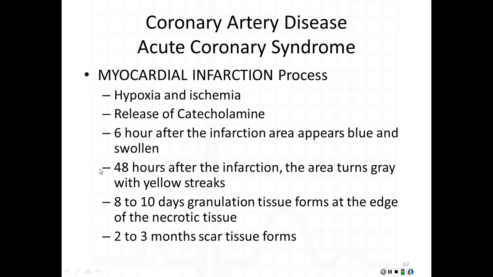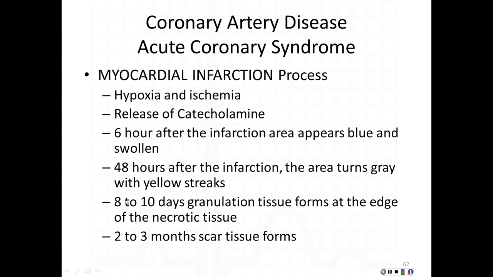After 48 hours after the infarction, the area begins to turn gray and has yellow streaking. Again, this is the optimal time for a lot of problems to occur with these patients, because during that time frame, that area is very weak. So you could have ventricular rupture, you can have a ventricular aneurysm in that area. Also, this area is not conducting electricity, but it's very irritable.